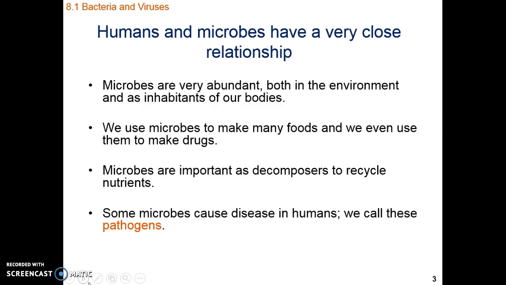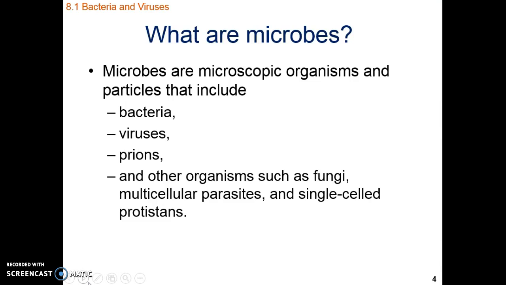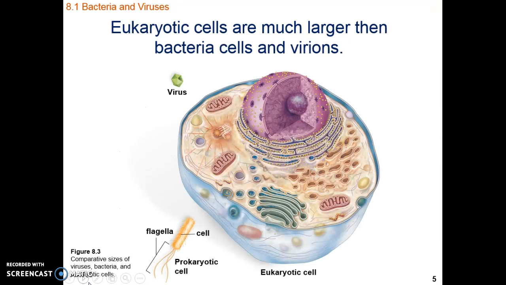As mentioned in Chapter 7, the microbes that cause disease in humans are called pathogens. So, microbes are the bacteria, the viruses, the prions, the viroids, fungus, parasites, and you have a nice assignment to go through, and that assignment is going to be material that will be used to make questions for the exam.